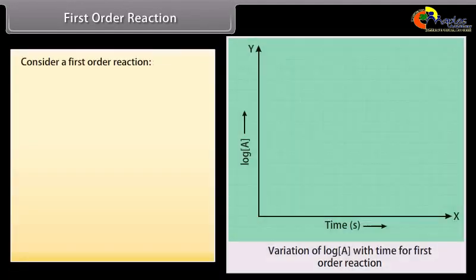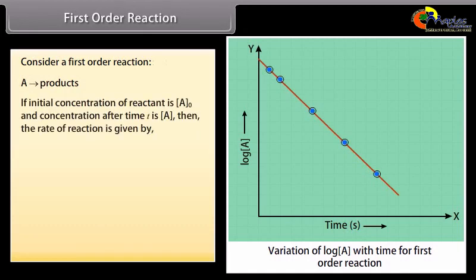First-order reaction. Let us consider a first-order reaction in which A is changing into products. If the initial concentration of reactant is A naught, and the concentration after time T is A, then the rate of the reaction is given by minus dA by dt is equal to K times A.